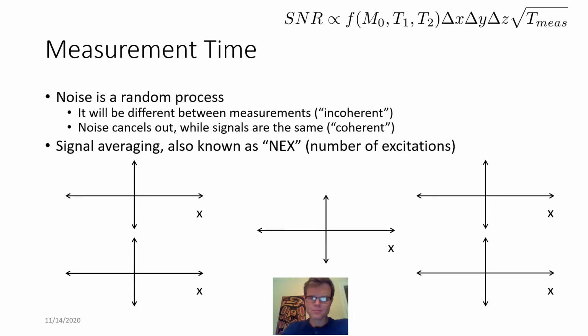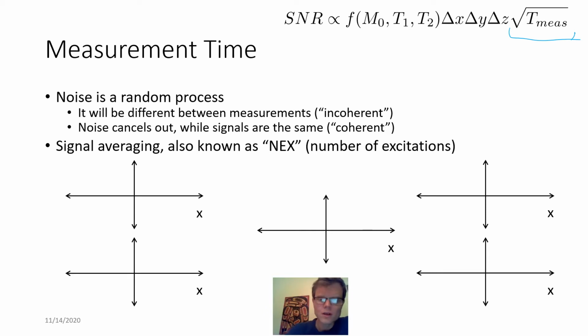Okay, and the final term there is our measurement time. This concept is maybe a little more complex to explain, but the basic intuition is noise versus a random process. If we make different measurements, the noise is constantly changing. It's going to change between every different measurement, so it's going to be what we call incoherent, and it's going to progressively cancel out throughout our measurements. Whereas the signal, the transverse magnetization that we actually want to measure, is going to be coherent measurement to measurement. So the signal will stay the same, while the noise will begin to progressively cancel out.